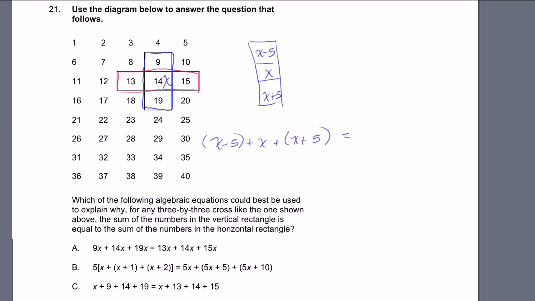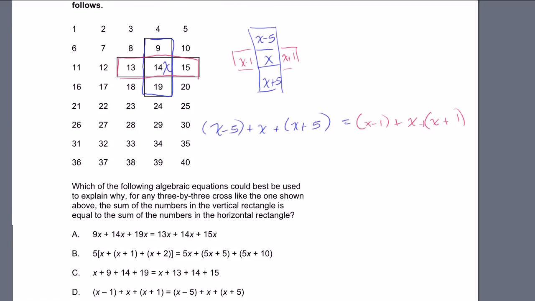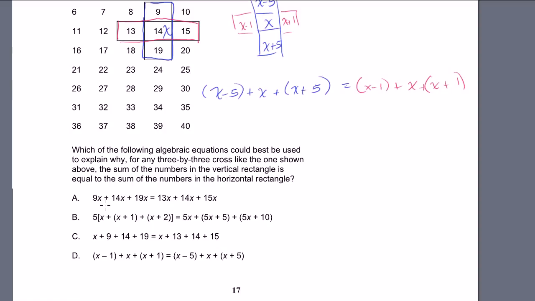And then in the horizontal column, if this is x, what's this going to be? Well, it's just 1 below that. It's x minus 1. And then to the right of it is just x plus 1. So the sum in the horizontal column is going to be x minus 1 plus x plus x plus 1. And let's see if any of these choices look like what I just wrote down. A bunch of 9s, maybe, so that simplifies 9s. And here you go. This looks very similar.